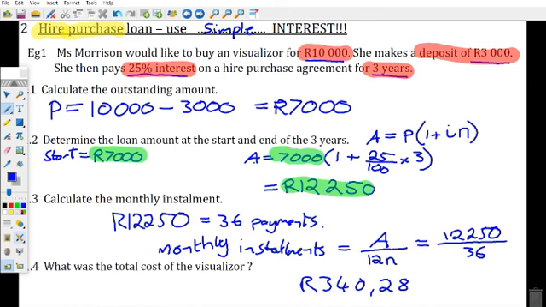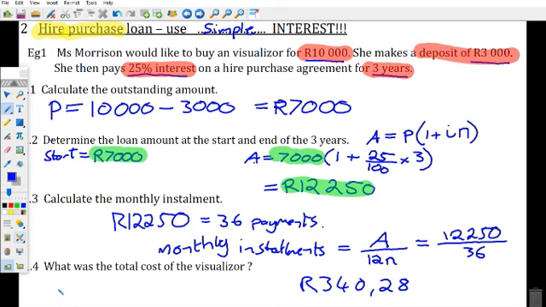Okay, so have a look at the last question here. What is the total cost of the visualizer? The total cost. We have paid 12,250 over a period of 3 years, but what else did we pay? The interest is included in the 12,250. Exactly, the deposit. We paid 3,000 to start with.